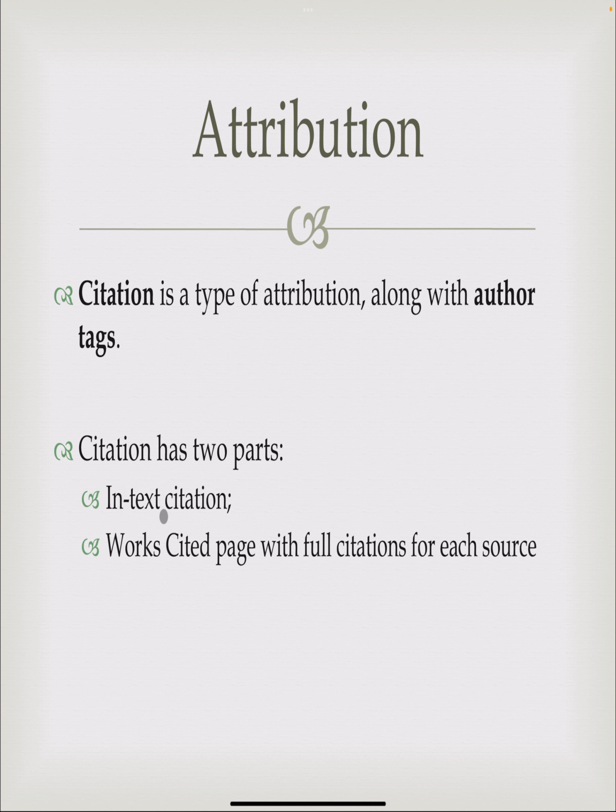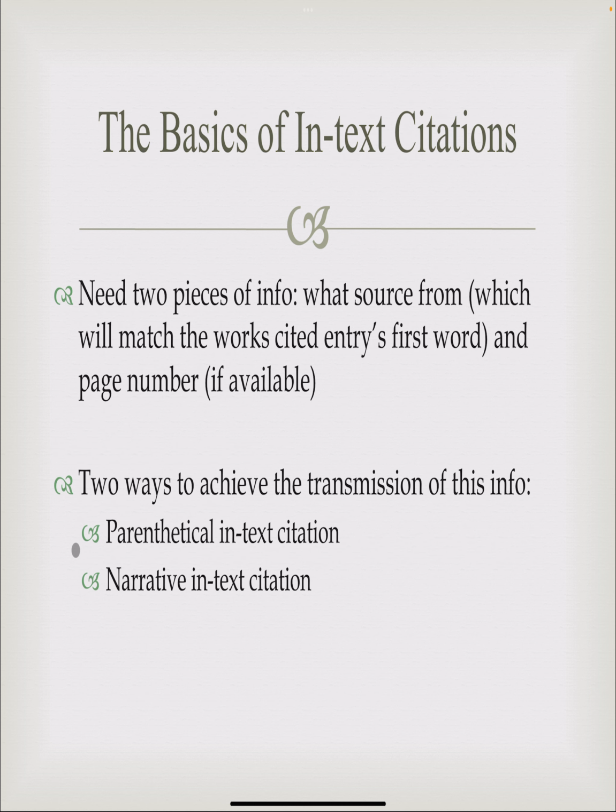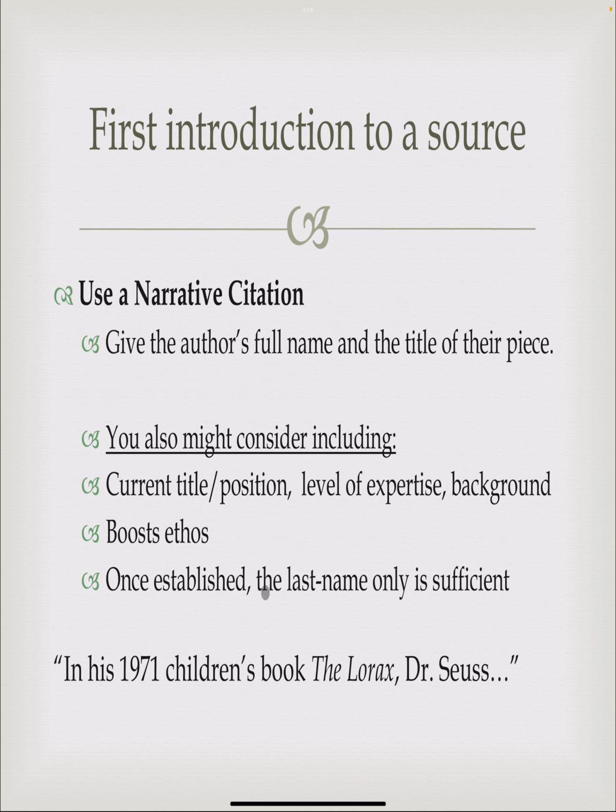The in-text citation, again, is where the citation is made in the body of the work, and that citation references where we will find the citation on the works cited page itself. So the two pieces of information are what source and the page number. And there are two ways to achieve the transmission of this info, or to cite this info. There's the parenthetical citation and the narrative citation.